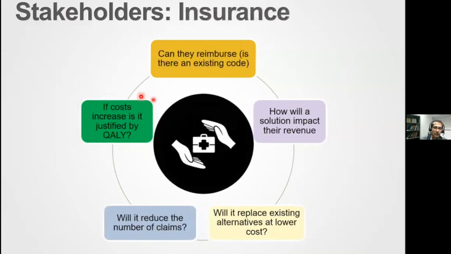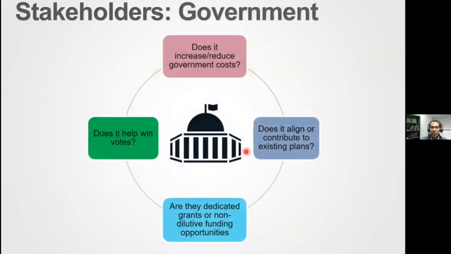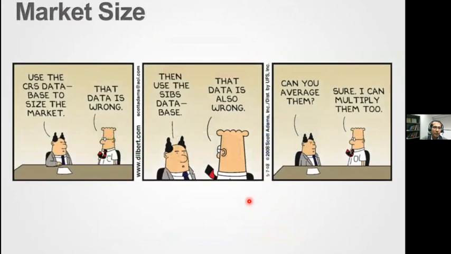And obviously the insurance, you want to make sure you have a reimbursement code in place, or they're willing to promote it. Does it help reduce their costs or the number of claims and so forth? I'm just going to skim over these for the sake of time. Government is also very important. One key thing is, depending on their policy, you could have many non-dilutive grant opportunities, like during this pandemic era, anything you have on the COVID front, for example, maybe you have extra support from the government in terms of funding, and also just support in general.